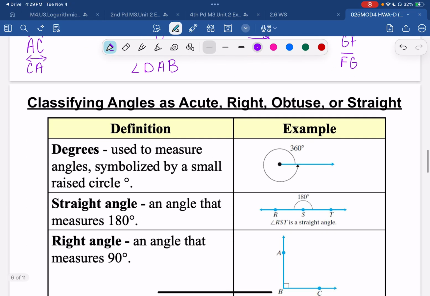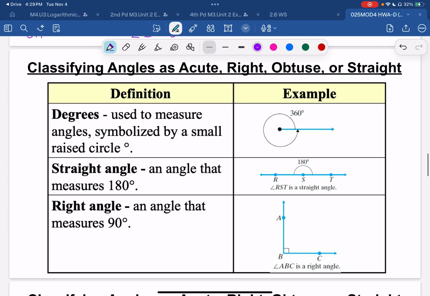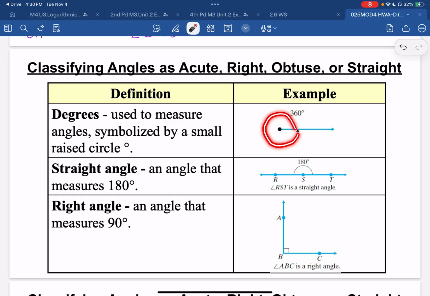Right, the next thing we want to look at is classifying angles. And we're going to look at different degree measures. So to measure an angle, we're going to use degrees. And it's used to measure these angles, and you'll see that we symbolize that with this small raised circle. So right here, this is 360 degrees, and that's all the way around from where you started to where you stopped. And depending on where you stop along the way, that's going to determine how many degrees you've rotated.